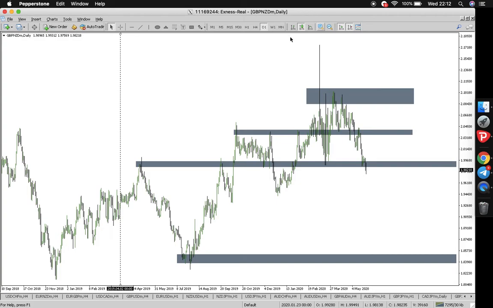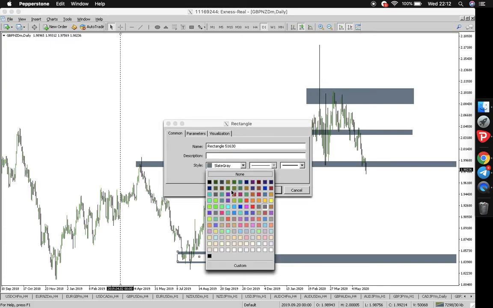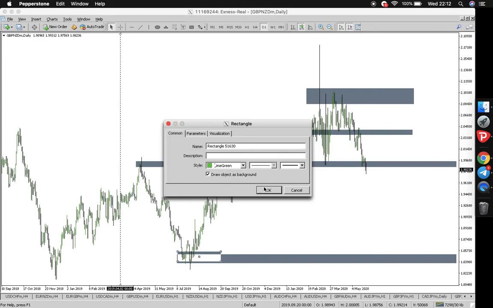So now we want to start by identifying trend. I'm just going to mark our lower highs and higher lows with a rectangle for now, just to show you guys. It may look a bit unneat, but you'll at least be able to see it. I'm going to make it green.